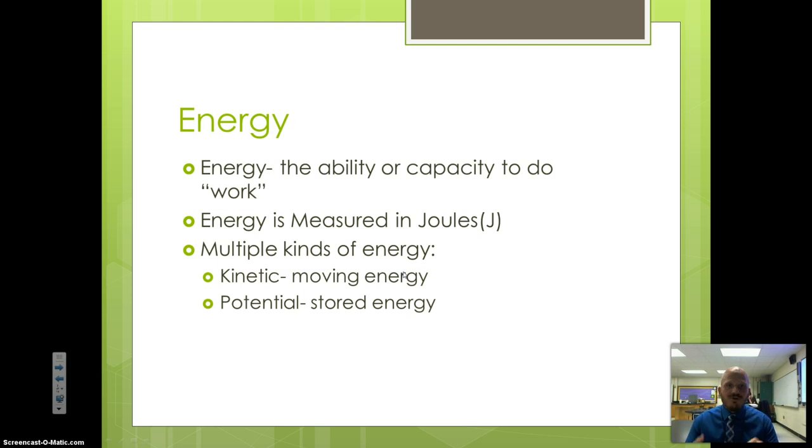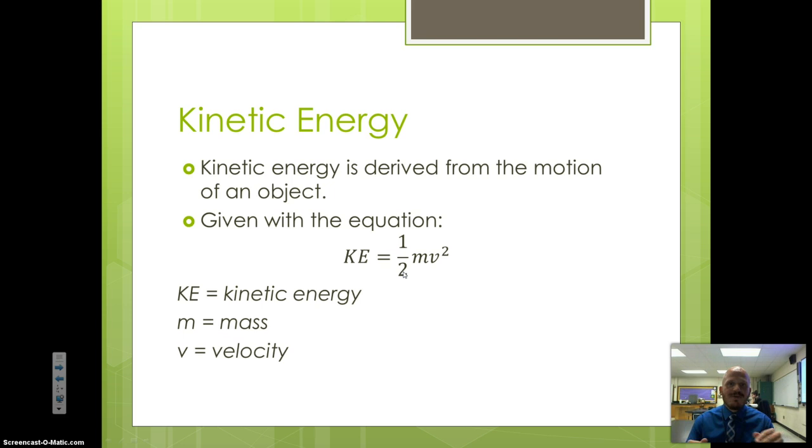Now, there's two main kinds of energy. There's kinetic energy, there's potential energy. The first one we're going to deal with is kinetic energy. We're going to deal with kinetic energy first because it's the simpler type of energy, because there's only one type of kinetic energy. It's derived from the motion of an object.